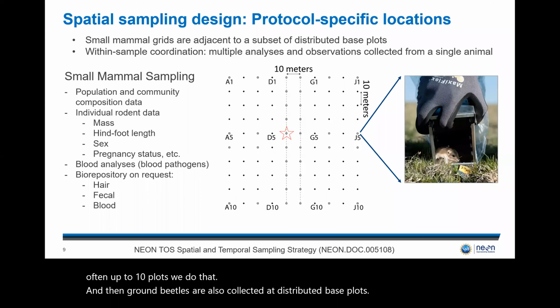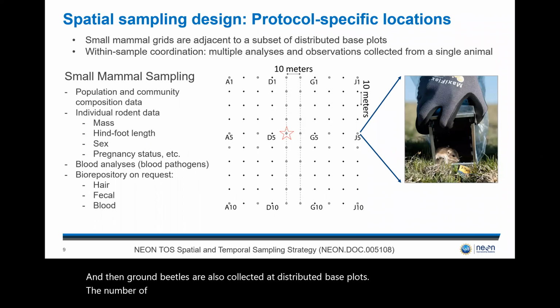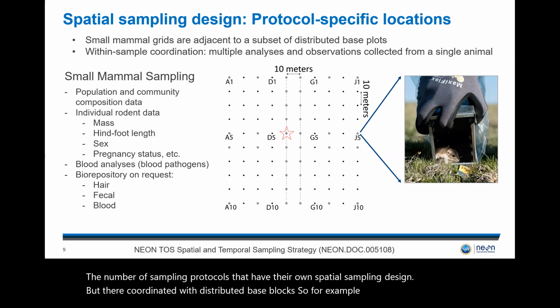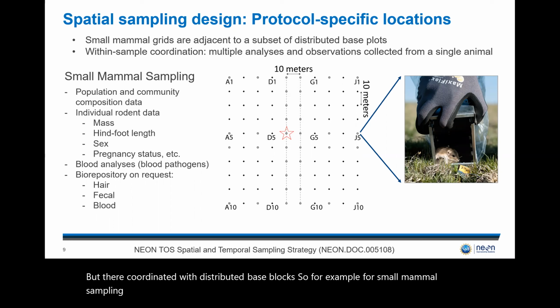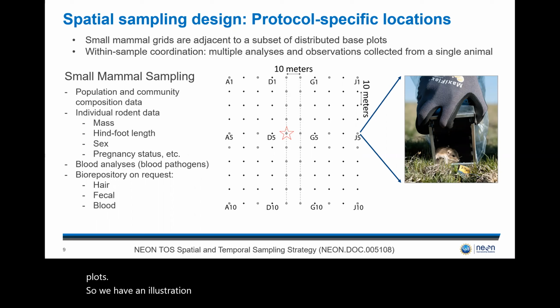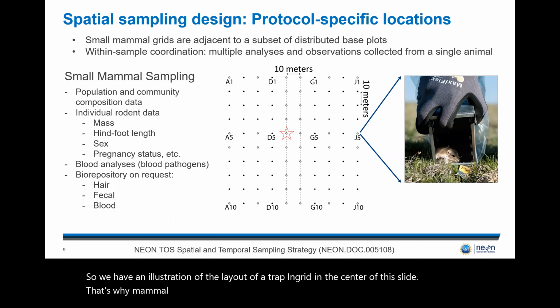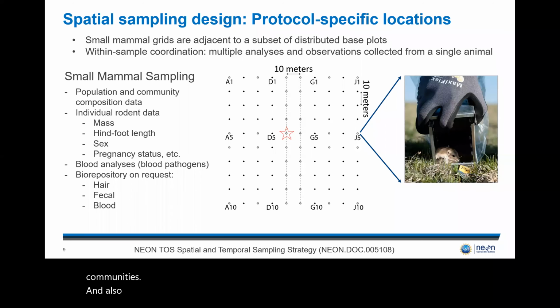There are a number of sampling protocols that have their own spatial sampling design, but they're coordinated with distributed base plots. So for example, for small mammal sampling, small mammal trapping grids are located adjacent to a subset of distributed base plots. So we have an illustration of the layout of a trapping grid in the center of this slide. The small mammal sampling is meant to provide data to characterize populations and communities and also individual traits. And samples are collected for blood analysis and sent off for blood pathogen testing.